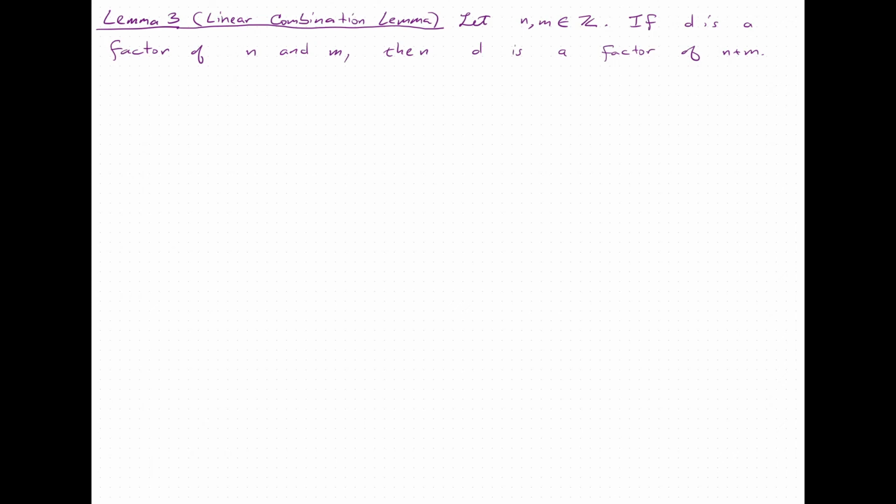So next we are going to prove the following useful result known as the linear combination lemma. And so this result tells us that if we have integers n and m, if d is a factor of both n and m, then d is a factor of n plus m. And so here's the proof. We can do this directly. So here we have: let n and m be integers with d a factor of both n and m.